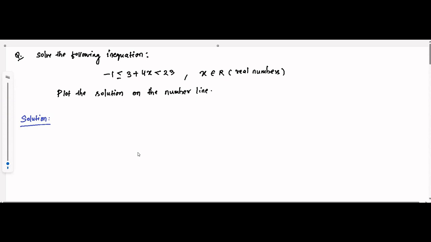So first let us write the given inequation, which is minus 1 lesser than or equal to 4x plus 3 lesser than 23. So this linear inequation has two parts. First part is, let me use a different ink here.